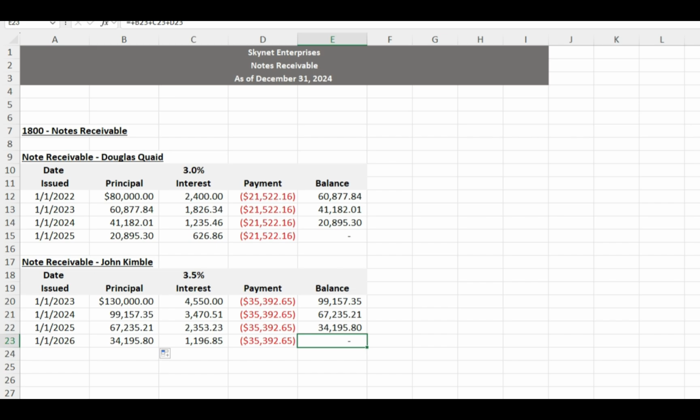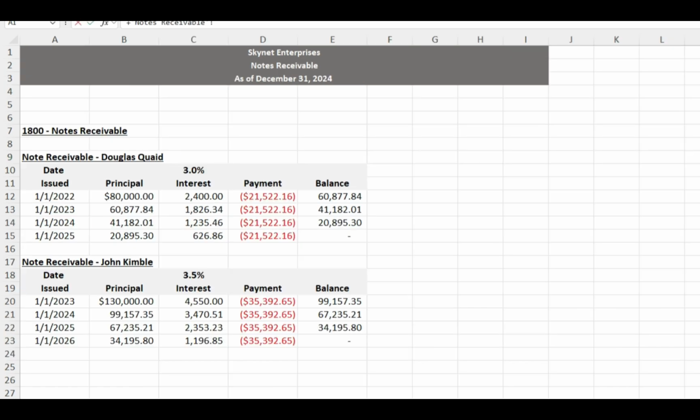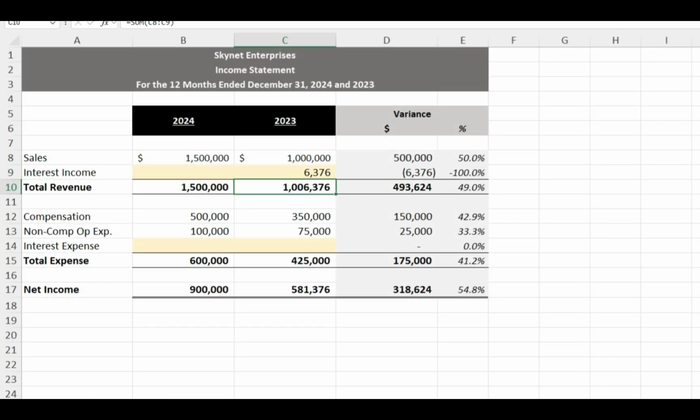So let's layer this now into the balance sheet and the income statement. We'll do the income statement first. So income statement, for this example, let's grab how much interest income generated related to these notes receivable in 2023. Grab that number, and we'll grab that number. So based upon the two notes receivable that we issued for the shares of stock that they purchased, we're going to generate $6,376 of interest income.